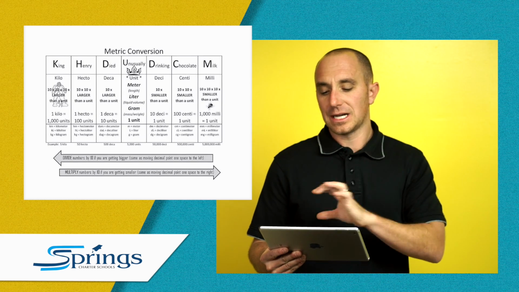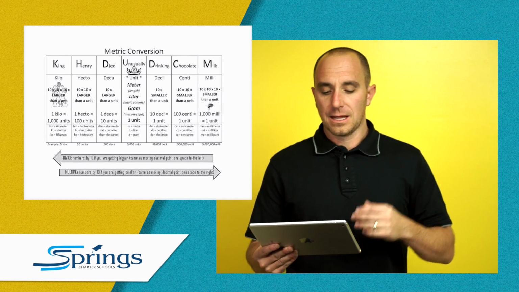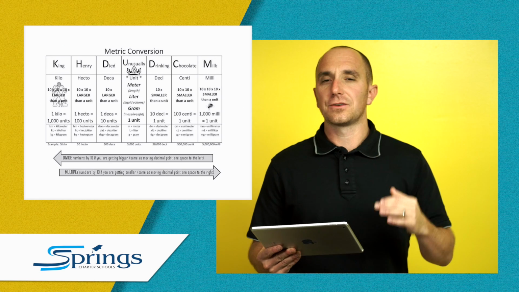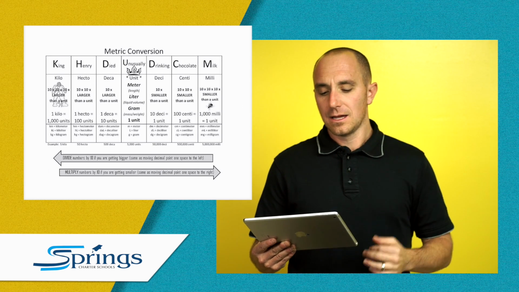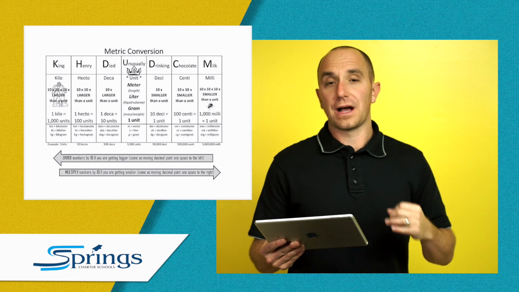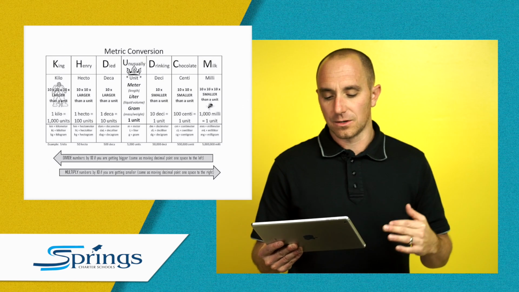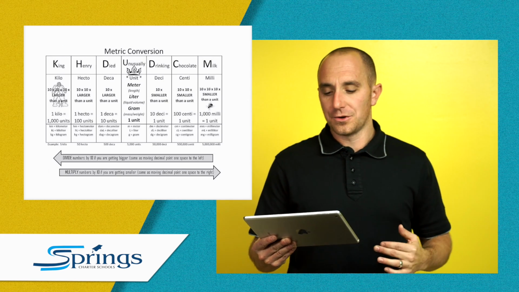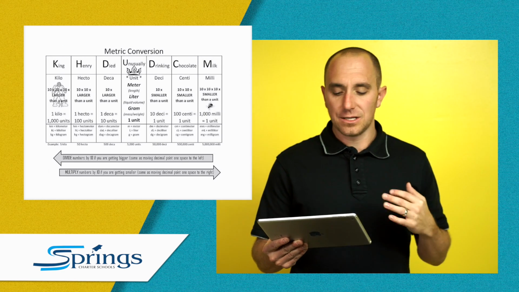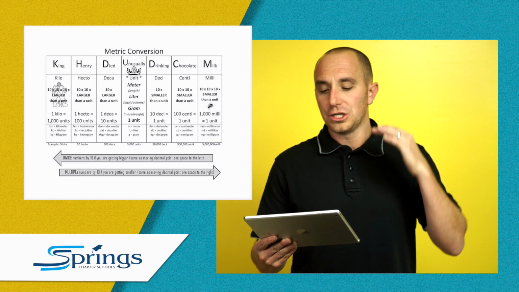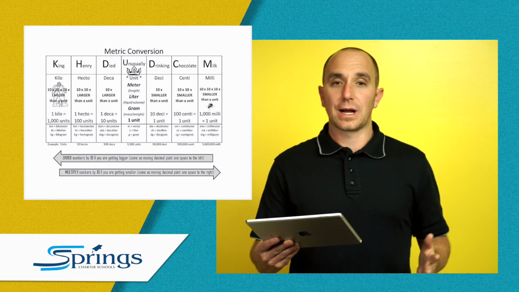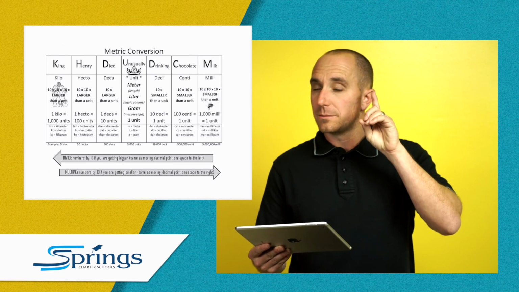So here we have King Henry died unusually drinking chocolate milk. Each of these words tips us off to a prefix that tells us something about the metric system. King stands for kilo, and 1 kilo is equal to 1,000 units. Henry is hecto, and 1 hecto is equal to 100 units. Died is deca, and 1 deca is equal to 10 units. Unusually is our base unit, and all of those are equal to 1. Our base units are meters, liters, and grams. So when we have a meter, liter, or gram, it's always going to be 1.